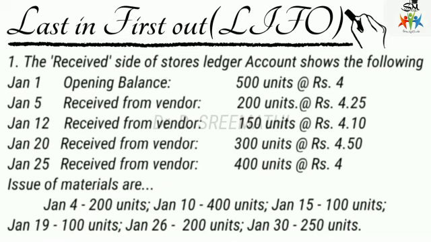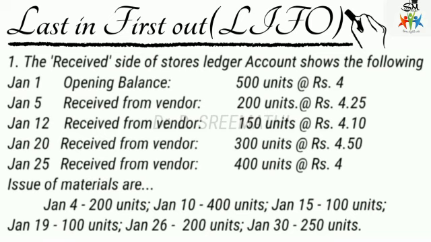January 1, opening balance 500 units at rupees 4. January 5, received from vendor 200 units at 4 rupees 25 paise. On January 12, received from vendor 450 units at 4 rupees 10 paise per unit. And January 20, received from vendor 300 units at 4 rupees 50 paise per unit. And then on January 25, received from vendor 400 units at 4 rupees per unit.